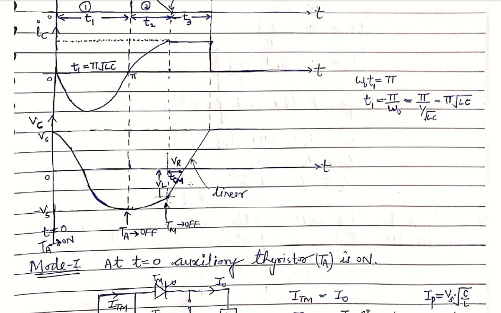Circuit turn-off time means we will see what TCM is and what VR is. VR is the reverse voltage applied. This amount of reverse voltage will be applied for turning off this main thyristor.